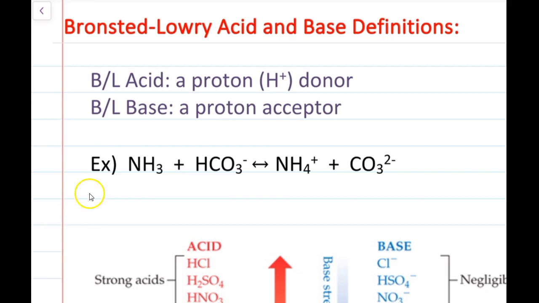So if you look at this reaction down here, we have an NH3 on the left-hand side of the equation, and you can see that it's accepting a hydrogen, an H+, and becoming ammonium, right? This is actually called ammonia, and we already know this is called ammonium. So it's becoming a hydrogen or proton acceptor. And so by the Bronsted-Lowry definition, this NH3 would be a base because it's accepting a proton. And then the hydrogen carbonate ion would be an acid because it's donating or giving a proton to the base.